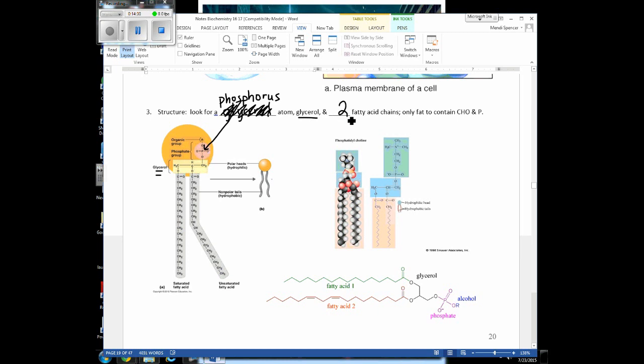And then, of course, you're going to have 2 fatty acid chains. So I have 3 different diagrams here, and it's just showing you that there's a lot of different ways that they can diagram phospholipids. But again, here is that phosphate group, and then you have your 2 fatty acid chains. Here's the glycerol, and same down here. You have that phosphate group, glycerol, and 2 fatty acid chains.